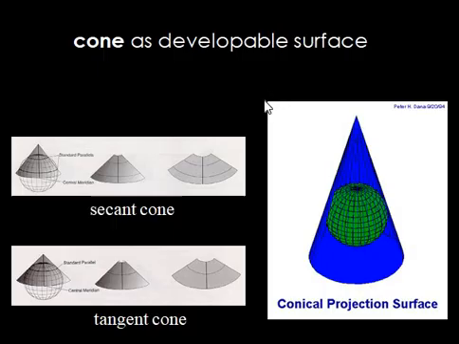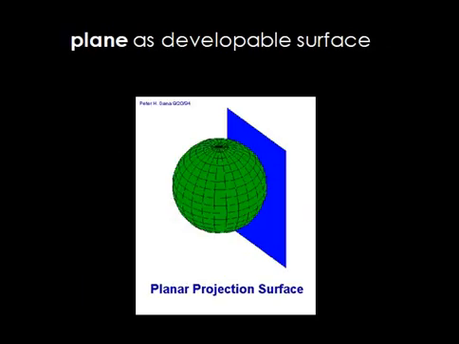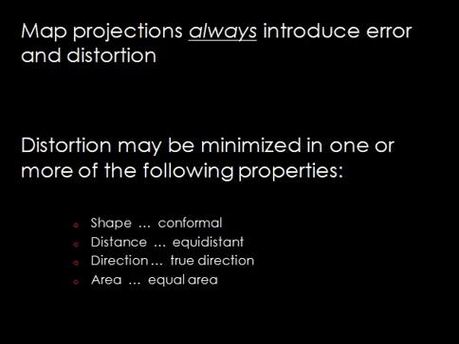This is one example with respect to a cone, where a cone is a developable surface. A cone can be developed into a surface model based upon two types: one is the secant cone, the other is the tangent cone. So the conical projection surface of a cone is displayed in the picture. One more example is the projection of a cylinder as a developable surface, shown in the figure. And this is a plane as a developable surface.